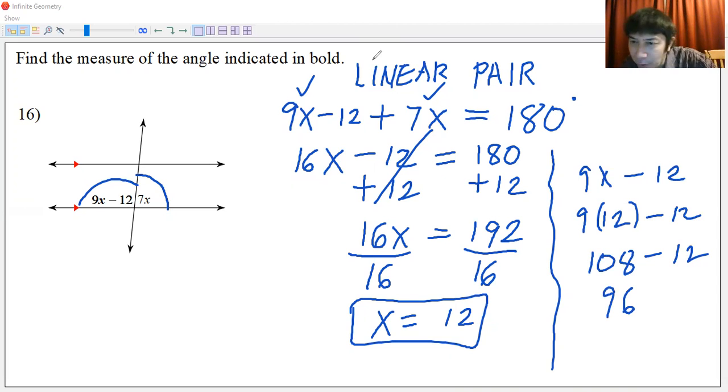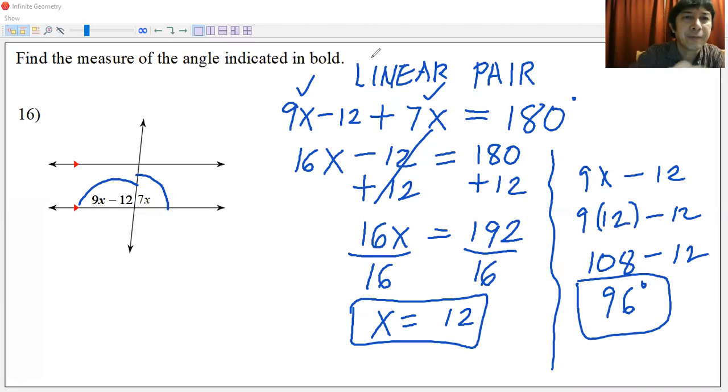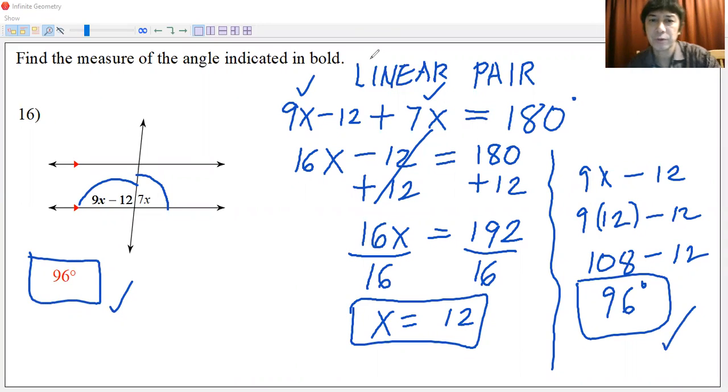Is that so? 12, 18, carry, 108. 8 minus 2 is 6. 10 minus 1 is 9, so 96. All right, it looks like 96. Let's verify it. I got 96 degrees. 108 minus 12. Yes, it's correct. 96 degrees. All right, so that goes to our answer.